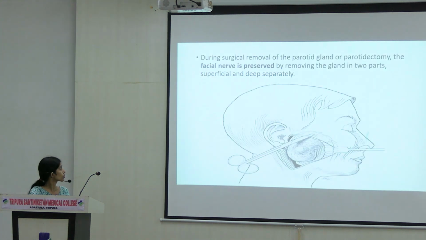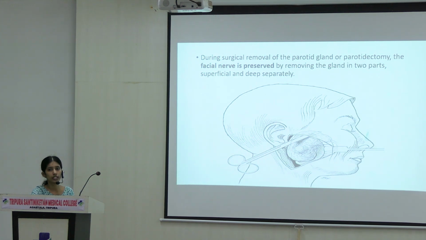During surgical removal of the parotid gland, or parotidectomy, the facial nerve is preserved by removing the gland in 2 parts, superficial part and deep part, separately. To preserve the facial nerve and not to cause any damage to it, the removal of your parotid gland will be done in 2 parts. One is superficial part and another one is deep part removal.